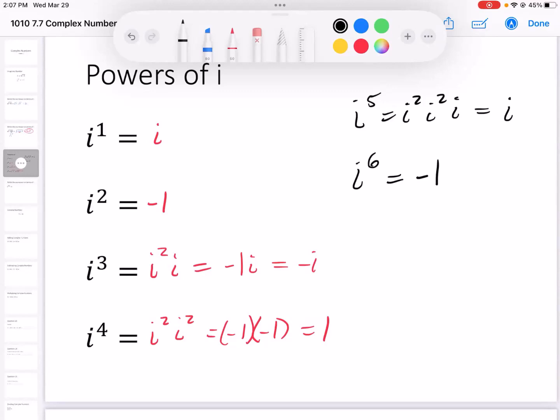And so essentially, any i raised to any power will always be one of these 4 answers. It will either be just i, negative 1, negative i, or 1.